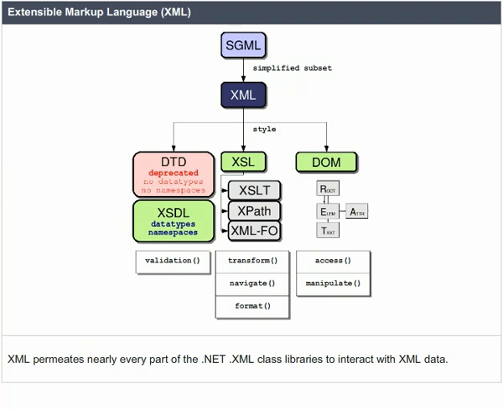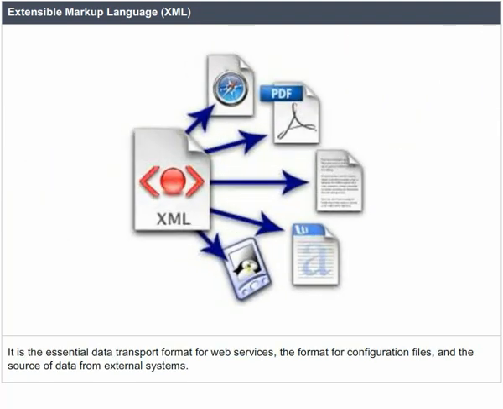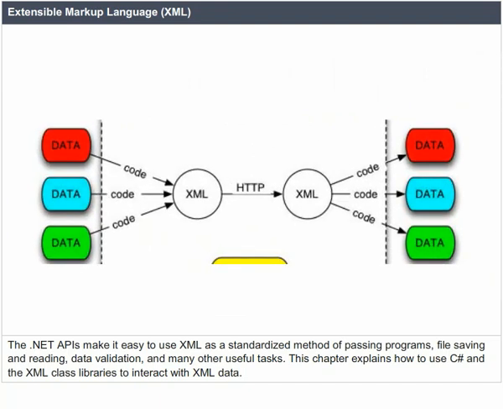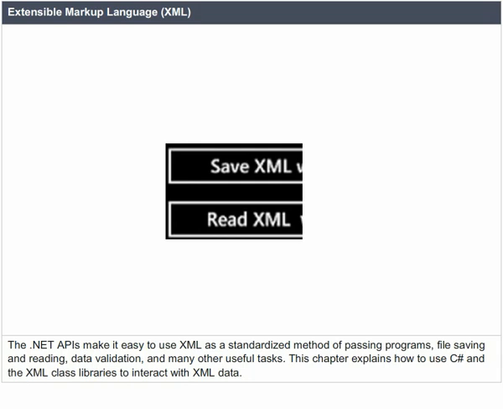It is the essential data transport format for web services, the format for configuration files, and the source of data from external systems. The .NET APIs make it easy to use XML as a standardized method of passing information in programs, file saving and reading, data validation, and many other useful tasks. This chapter explains how to use C# and the XML class libraries to interact with XML data.